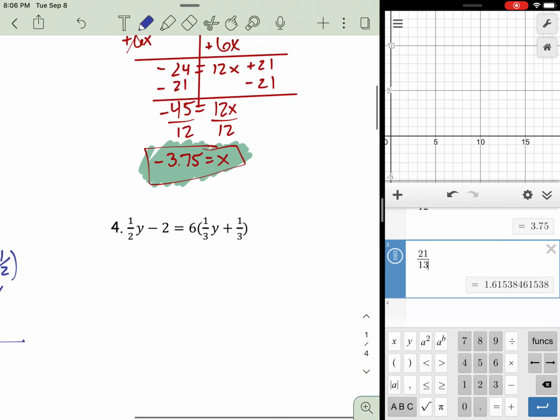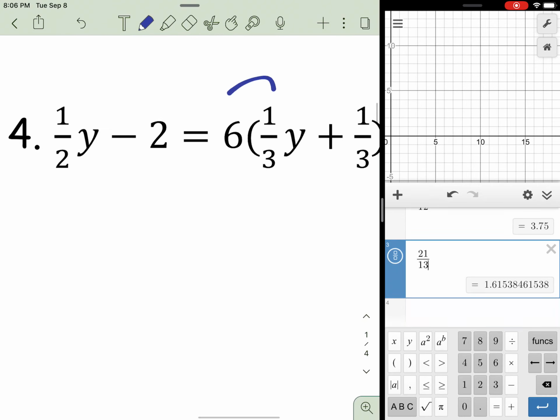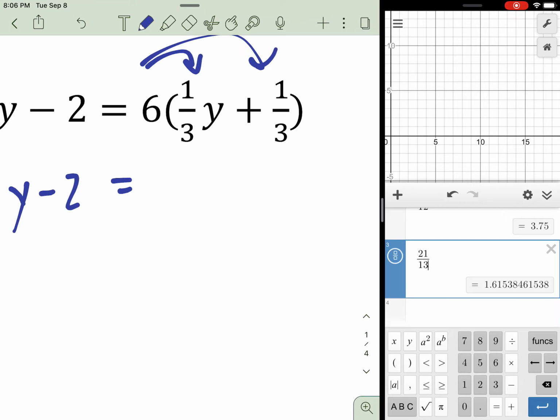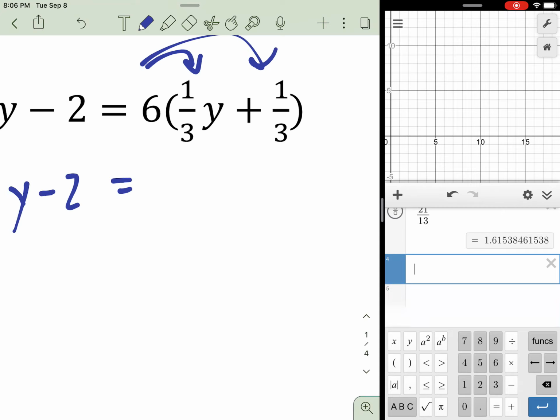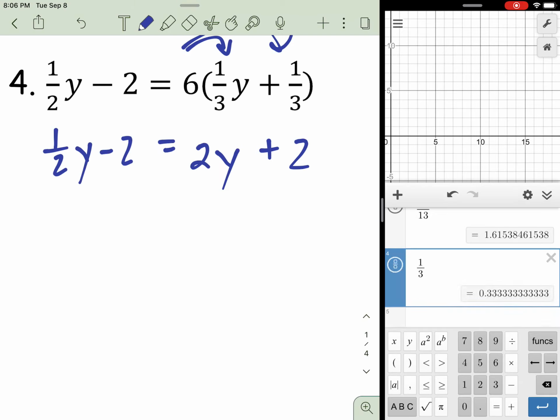Next one. Let's go ahead and distribute the 6 because there's nothing outside the parentheses on the other side. Okay, so we have 1/2 y minus 2 equals 1/3 of 6. So what is 6 divided by 3? 6 divided by 3 is 2. And 1/3 of 6 again is 2. You can put that in your calculator. So 1/3, 1 divided by 3 times 6. That's how you'd put that in if you needed to.